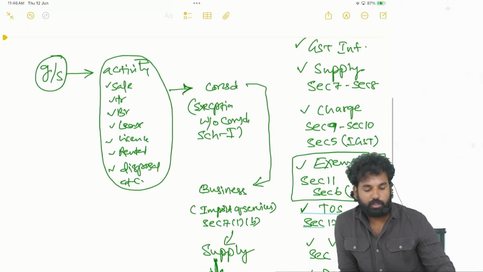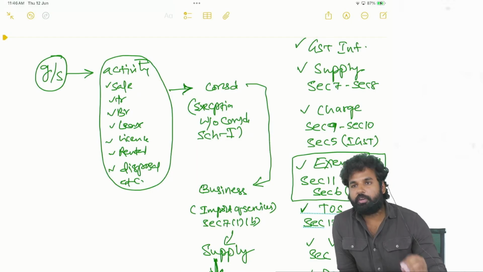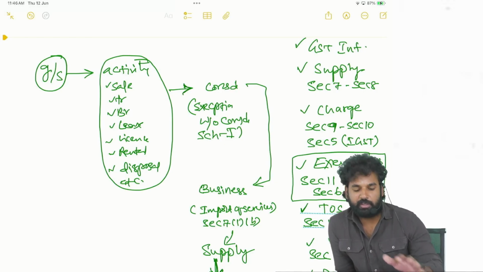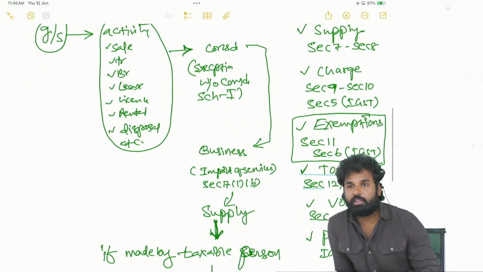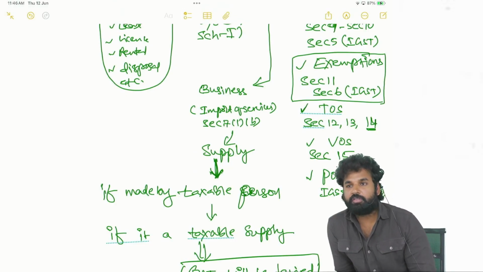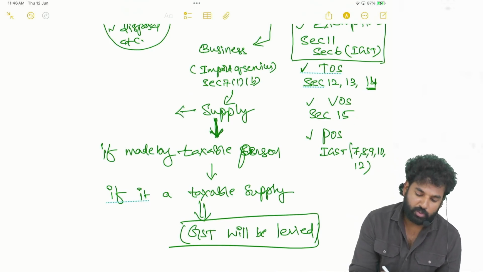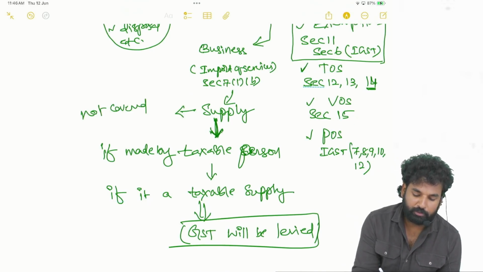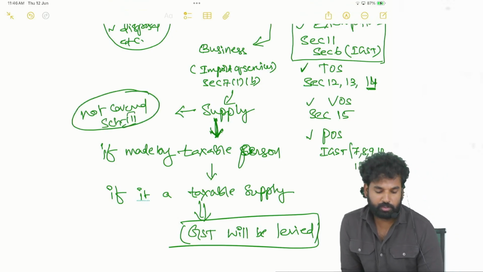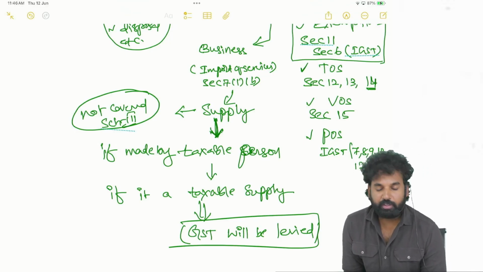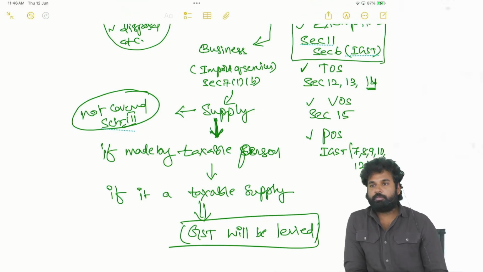See here, an activity is there, relating to goods or services, whichever the activity may be. It may be sale, transfer, barter, whatever. You are dealing in goods, and that too for consideration, and during the course or furtherance of business. Then it comes under the definition of supply. Once it is a supply, and it is not covered under Schedule 3, which is the negative list, and it is made by a taxable person, and it is a taxable supply, then only GST will be applicable and levied.